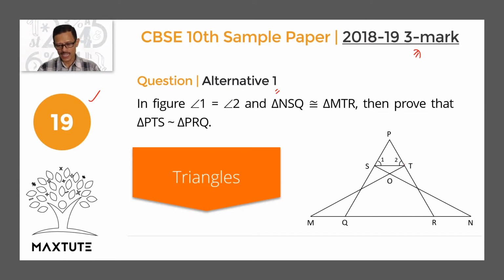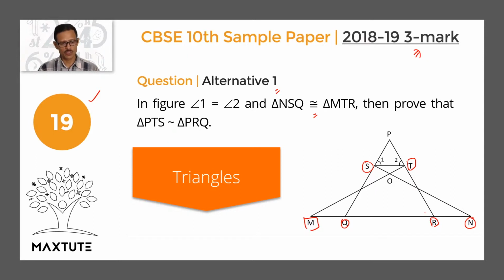Angle 1 equals angle 2, which is what is given, and triangle NSQ and triangle MTR are congruent triangles. They said these two angles are equal. They said two triangles are congruent. Let's mark those vertices. Triangle NSQ, so I'll circle the vertices for this NSQ and I'll draw a square around it. Triangle MTR. These two triangles are congruent triangles is what they've said. What we need to prove is that triangle PTS, the small triangle, and triangle PRQ are similar triangles. They mentioned these two are congruent. We need to prove these two are similar.